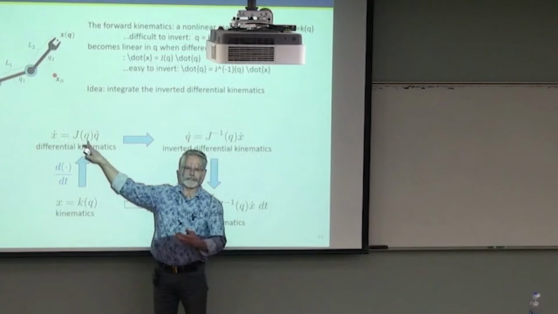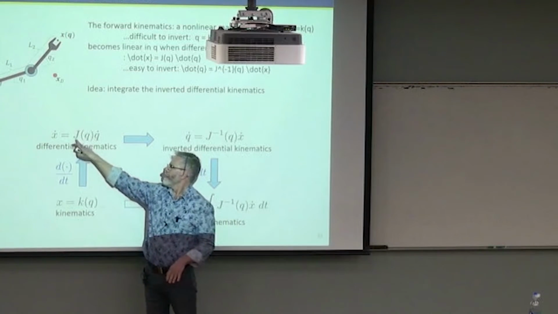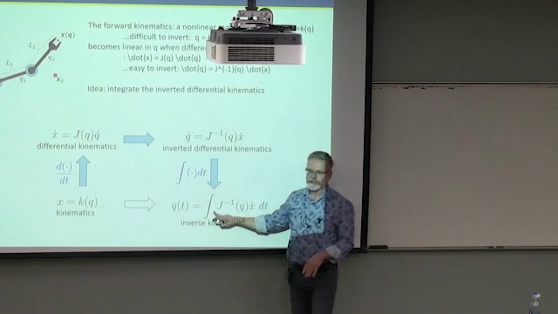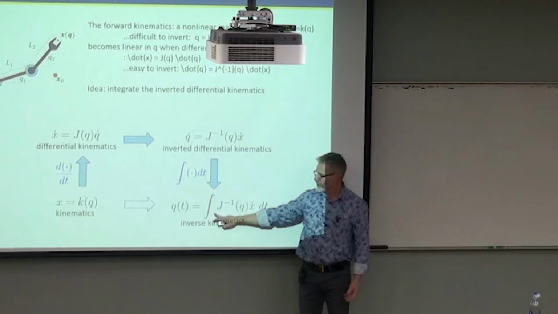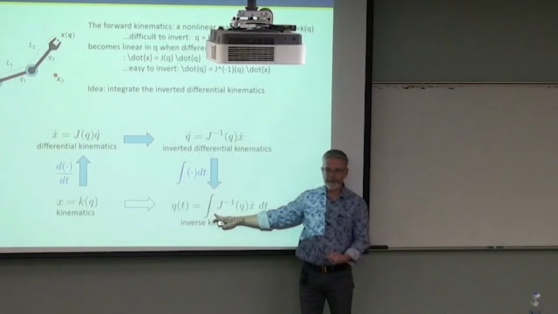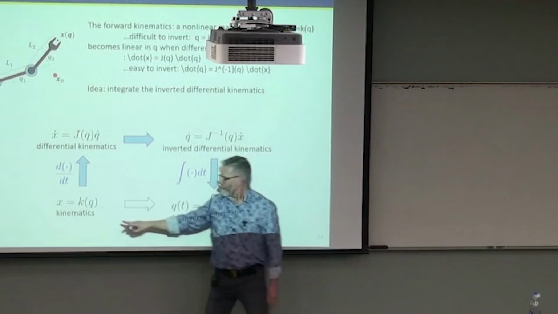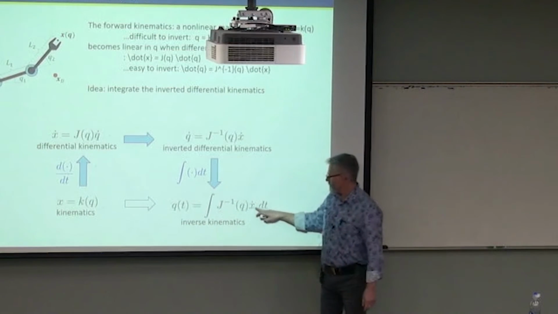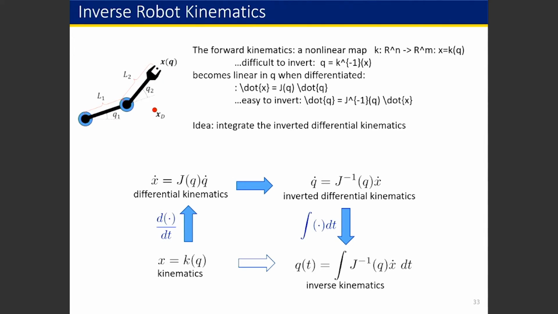So long as J is not singular, and we can talk about that later, I'll invert it and then integrate it, and I got what I wanted, which was Q in terms of X. That's the inverse kinematics. Forward was X in terms of Q. What I wanted was Q in terms of X. What does that mean? That's how do I configure the joint angles to put my end effector at a desired location.